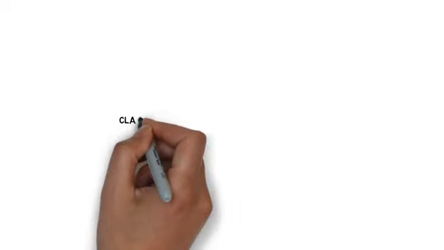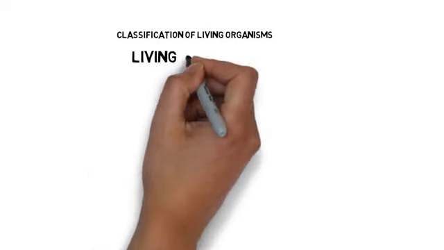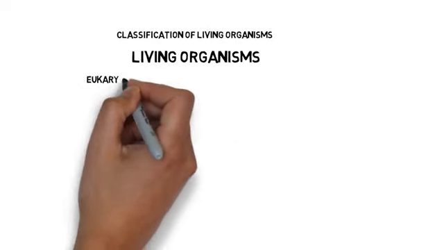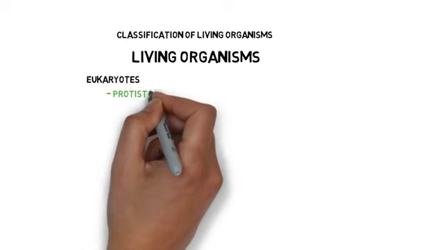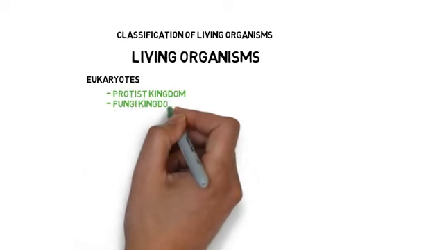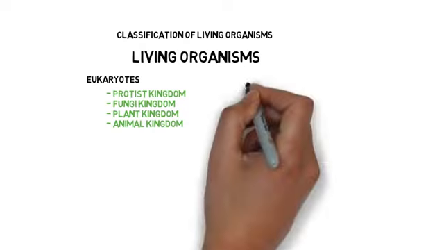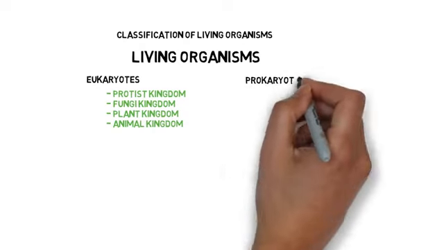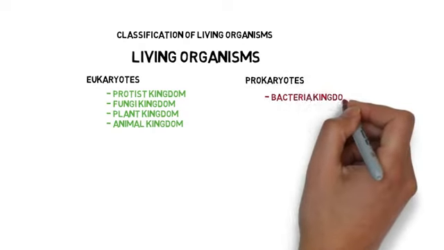The classification of living organisms. Living organisms can be divided into 2 parts: eukaryotes, consisting of protist kingdom, fungi kingdom, plant kingdom, and animal kingdom, or prokaryotes, which contains the bacteria kingdom. Eukaryotes.